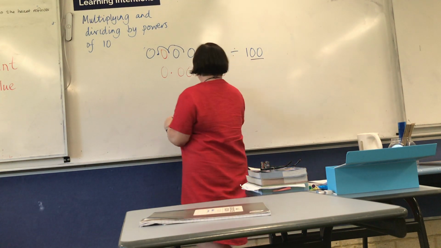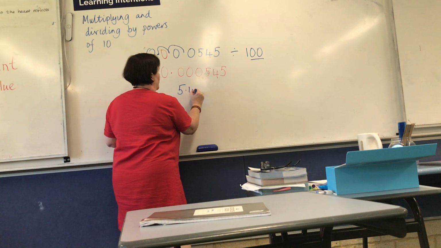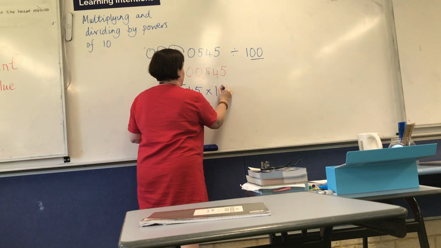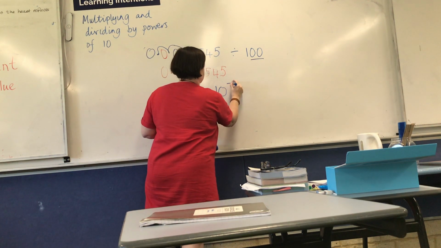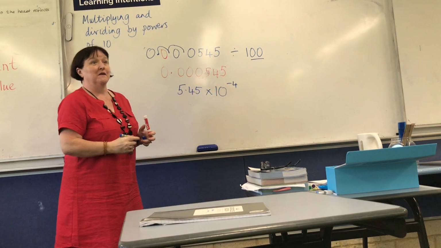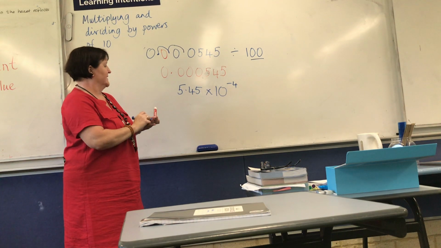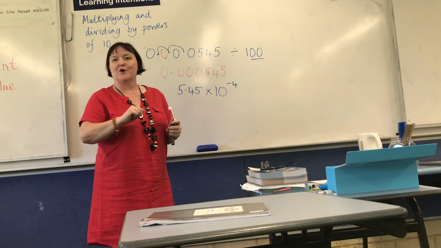Okay? And Joel, you'll like this one. That is actually 5.45 times 10 to the negative 4. You'll like that, okay? Right, okay, can you press stop for me?